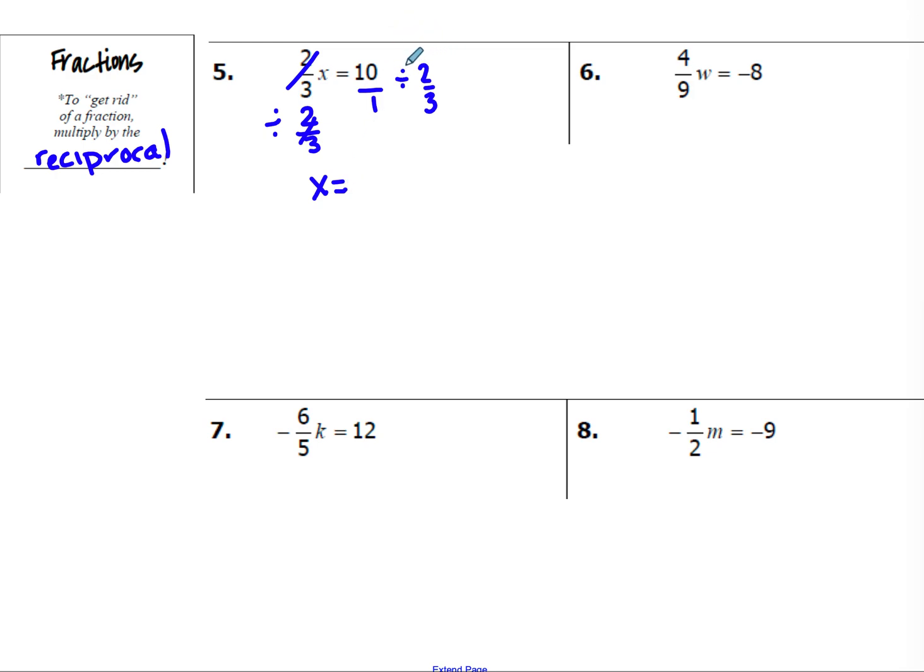Fraction division, I need to do keep, change, flip. So 10/1, keep, change the division to multiplication, flip that 2/3 to be 3/2. I like to cross cancel. 2 divided by 2 is 1. 10 divided by 2 is 5. 5 times 3 is 15. 1 times 1 is 1. 15/1 is the same thing as 15. So x equals 15.